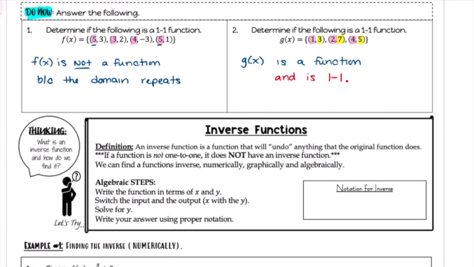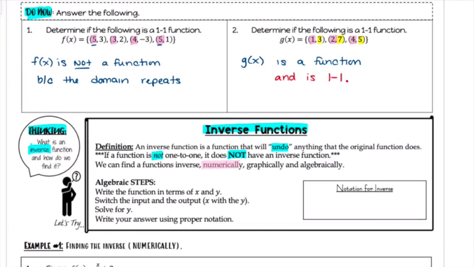So let's look at today's thinking. What is an inverse function and how do we find it? So inverse functions. An inverse function is a function that will undo anything that the original function does. If a function is not one-to-one, it does not have an inverse function. Super important. We can find a function's inverse three ways.